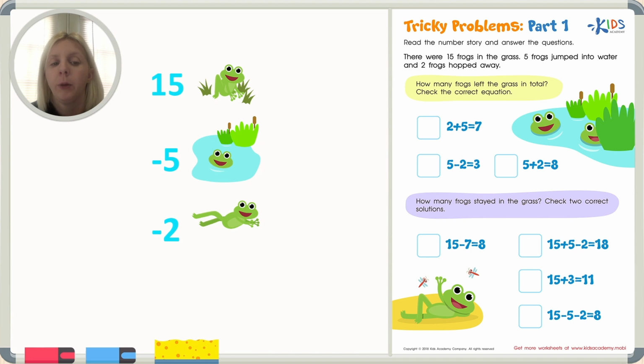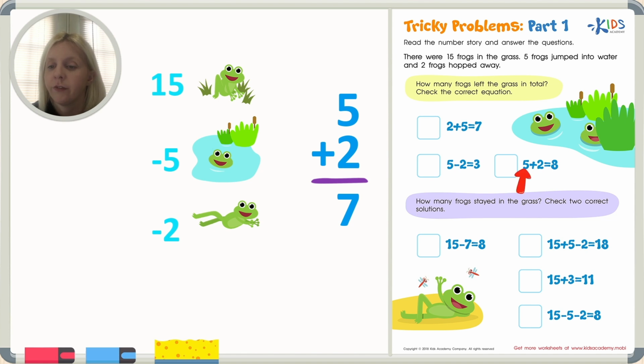Now over here, I put subtract because that means that they went away from the 15 total. But the question one more time says, how many frogs left the grass in total? The words in total let us know that we need to add them up. So 5 plus 2 is 5, 6, 7. So it's going to be 7. So let's find that equation over to the side. 5 plus 2 is 7.